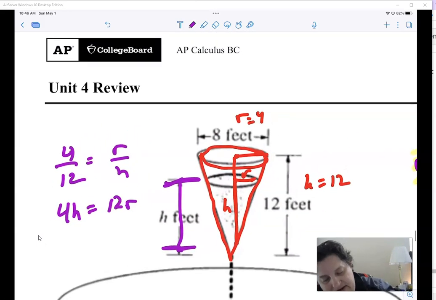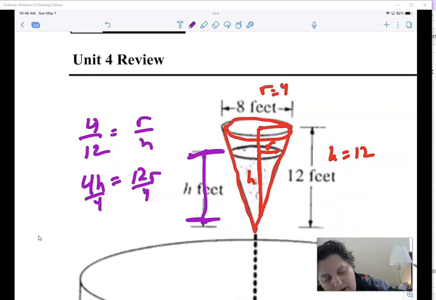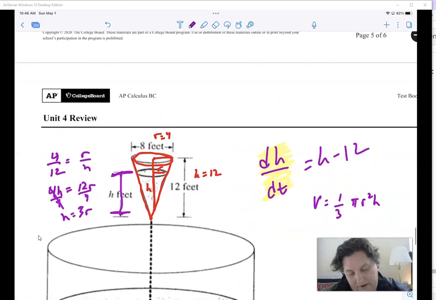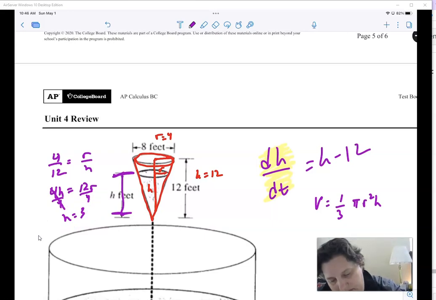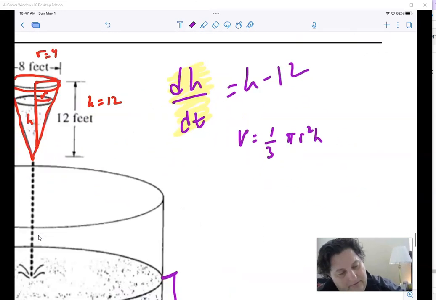But if I solve this, if H is 3, I'm going to go ahead and take that. Nope, just did it wrong. I solved for H, which will give it to me in R. I want to solve for R, which will give it to me in H. Okay, let's try that again. I'm going to divide by 12. So R is H over 3. That's what I'm going to put in over here.